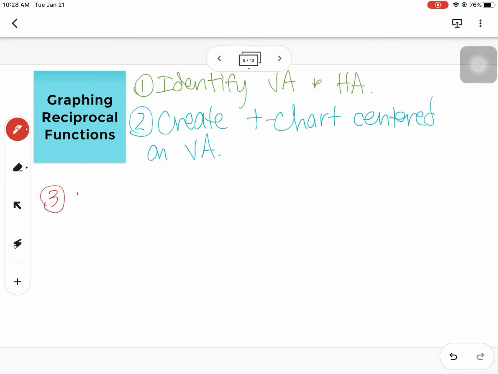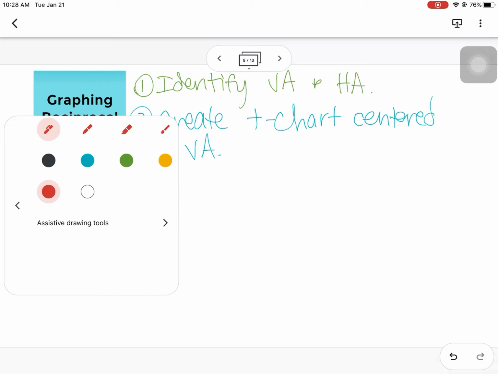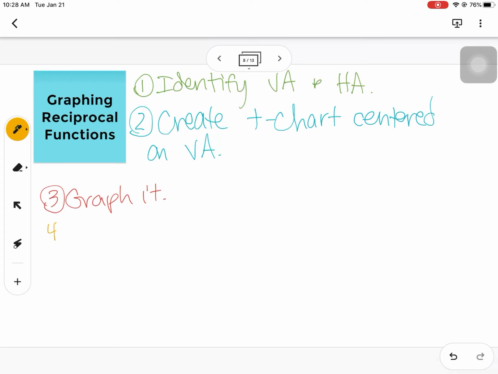Then you're going to graph it. And lastly, like always, we're going to do our characteristic chart and make sure you can tell me all about the function.